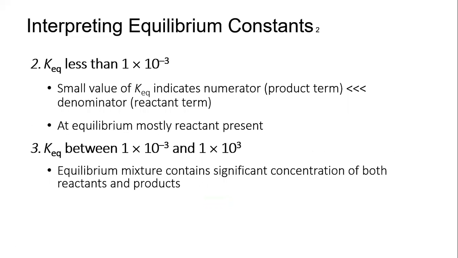Now, if you have a K_eq less than, say, 10 to the negative 3, this tells you that you're going to have mostly reactant at equilibrium and very little product. Because again, if we write the equilibrium expression, it's a concentration of products over reactants. And so if K is very small, that means we have a lot of reactants, very little product. So therefore, at equilibrium, there would be mostly reactants present.